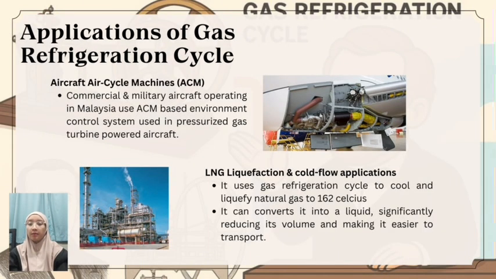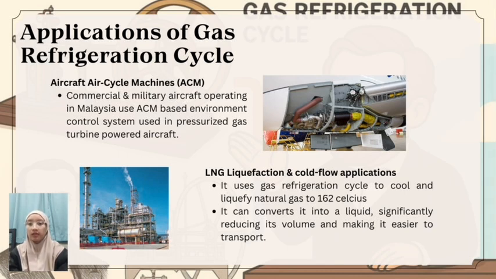Now let's look at some important applications of the gas refrigeration cycle in real-world industries. First, we have the aircraft air cycle machine, which is ACM. These systems are commonly used in both commercial and military aircraft, including those operating in Malaysia. ACM serves as an environmental control system in aircraft that use gas turbines.